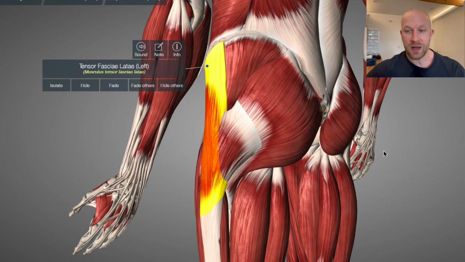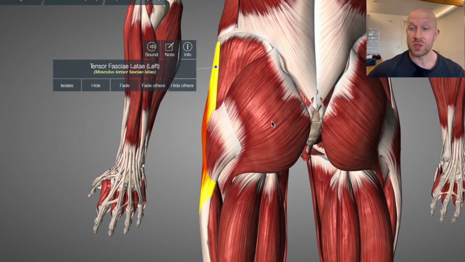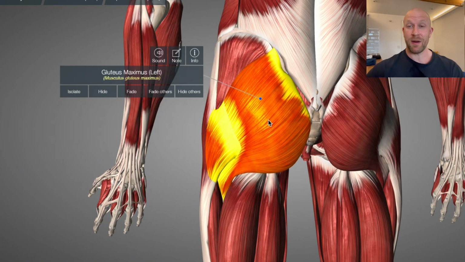So glute max being at the back of the body, and muscles only shorten, as it contracts, it's going to bring the hip backwards into extension. It's also going to abduct and laterally rotate the hip.